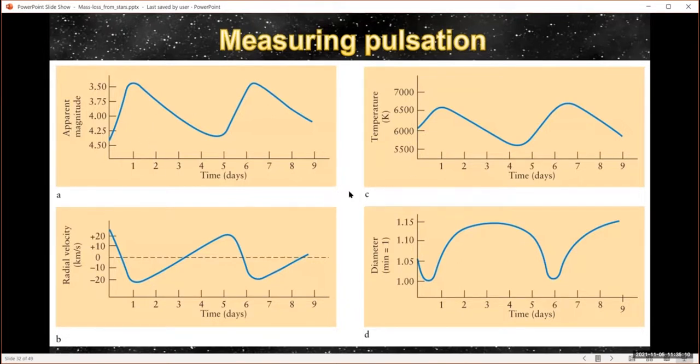Remember, luminosity equals 4 pi r squared sigma T to the 4. So if we have the temperature and the brightness, we can figure out what the changes in radius are. So we have this thing that's moving in and out. And the important thing is that it's got a range of speeds where it's adding to that thermal velocity of the atoms.